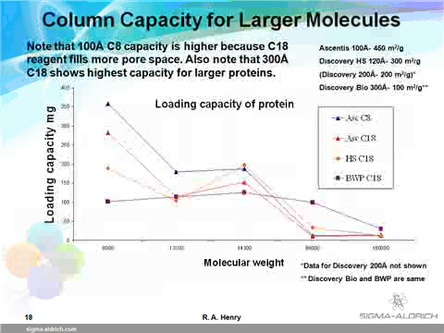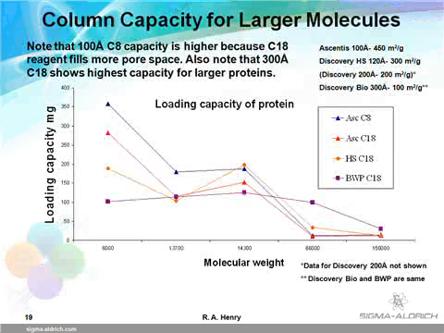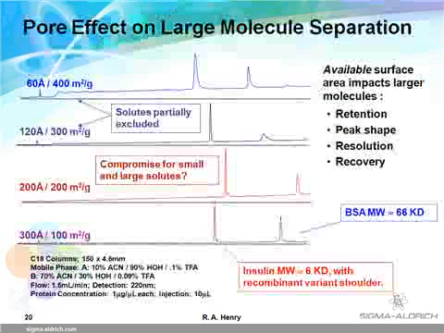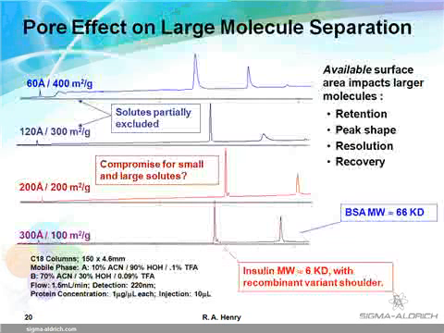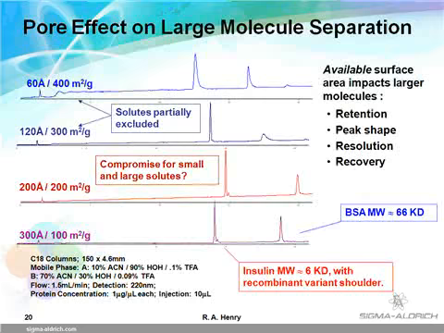When larger molecules are introduced, retention and capacity decrease due to restricted access to surface area within the pores. At some point, retention on small pore packings crosses over that of larger pore packings, making 200 or 300 angstrom particles preferred for large molecules or samples where both large and small molecules are present. Chromatograms in this next slide confirm that retention of small molecules is shorter on small pore packings. Both retention and peak shape are improved on 200 and 300 angstrom packings.